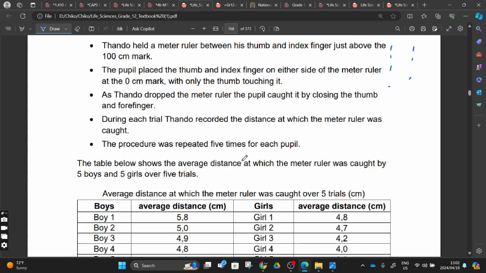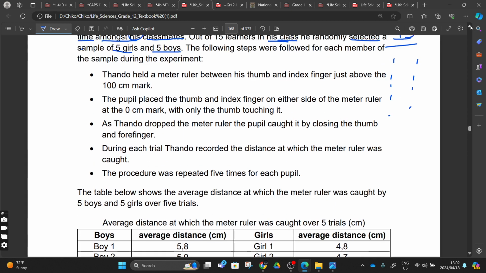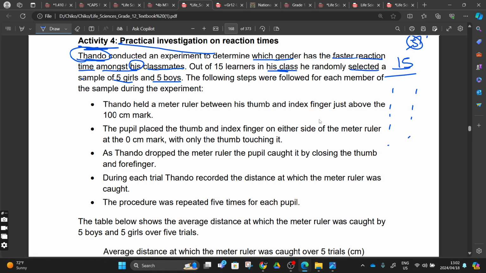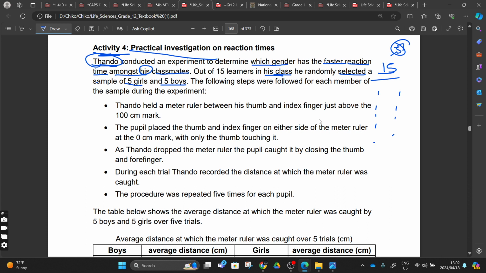Right? The following steps were followed for each member of the sample during the experiment.